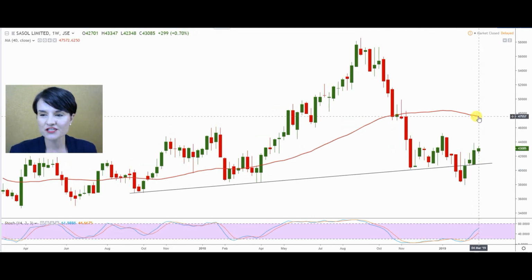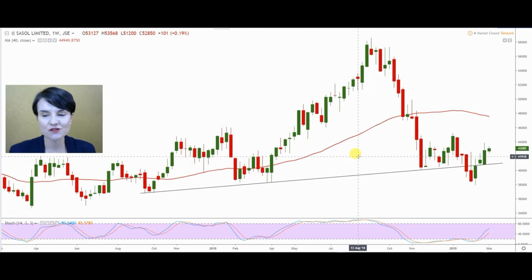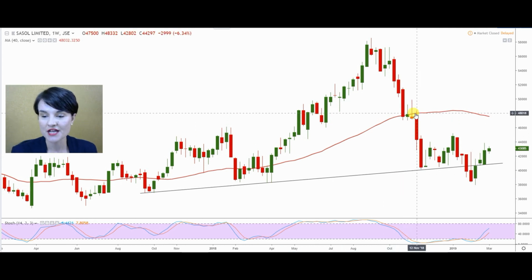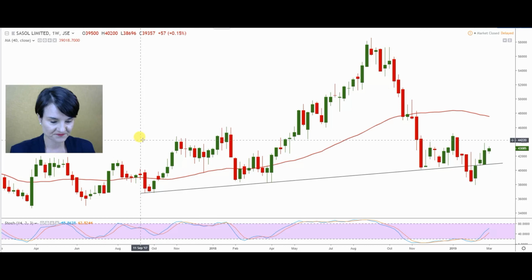The share is also trading on the weekly graph below this 40-week moving average, and that is always the barometer in the sand that tells us that the sentiment towards the share has changed to negative when this 40-week moving average changed into a resistance here around the 12th of November.